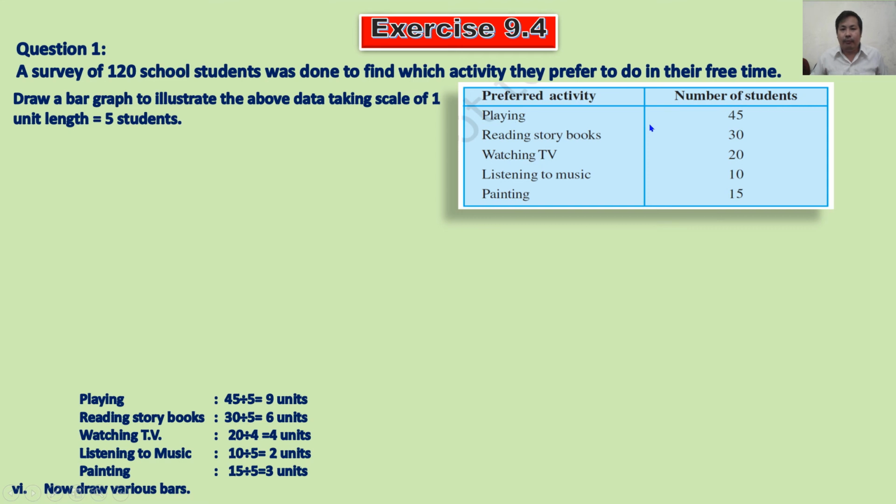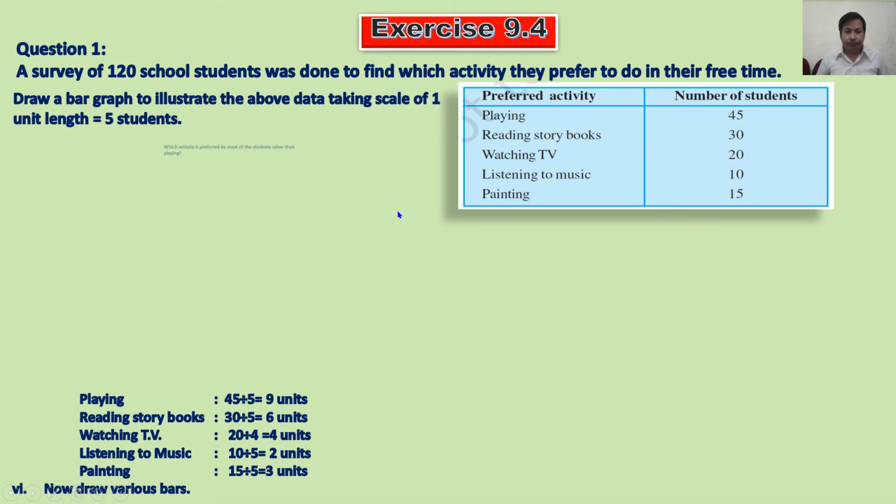So what happened? Playing 45, reading book 30, like this, and so on. This number of students we are going to represent in one part of the graph, and here they asked to take the scale of 1 unit length equal to 5 students. Means 1 unit, you know how to make a unit, isn't it? In a line found in the graph, its unit will be representing 5 students. We should not start from 1, 2, 3, 4, 5 like this, isn't it? So the units should represent some number of students, that is 5 students.